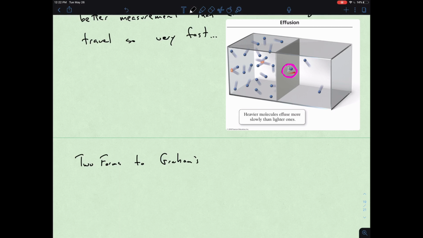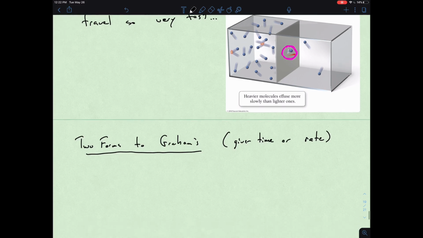Are you being given a rate, or are you being given a time? So that's the two versions that we can see.